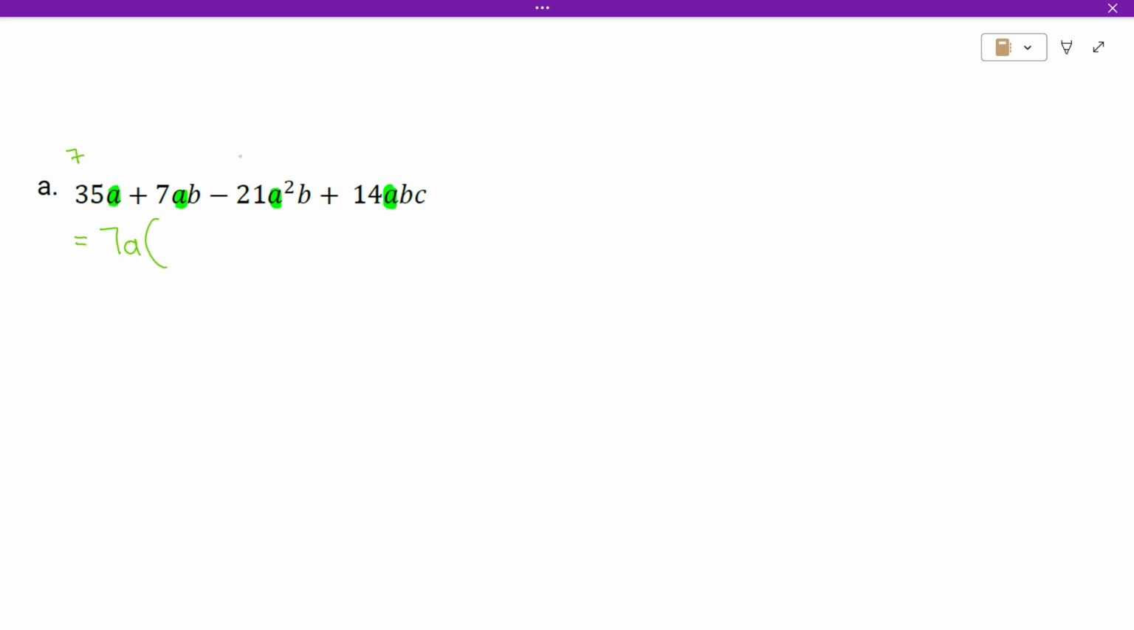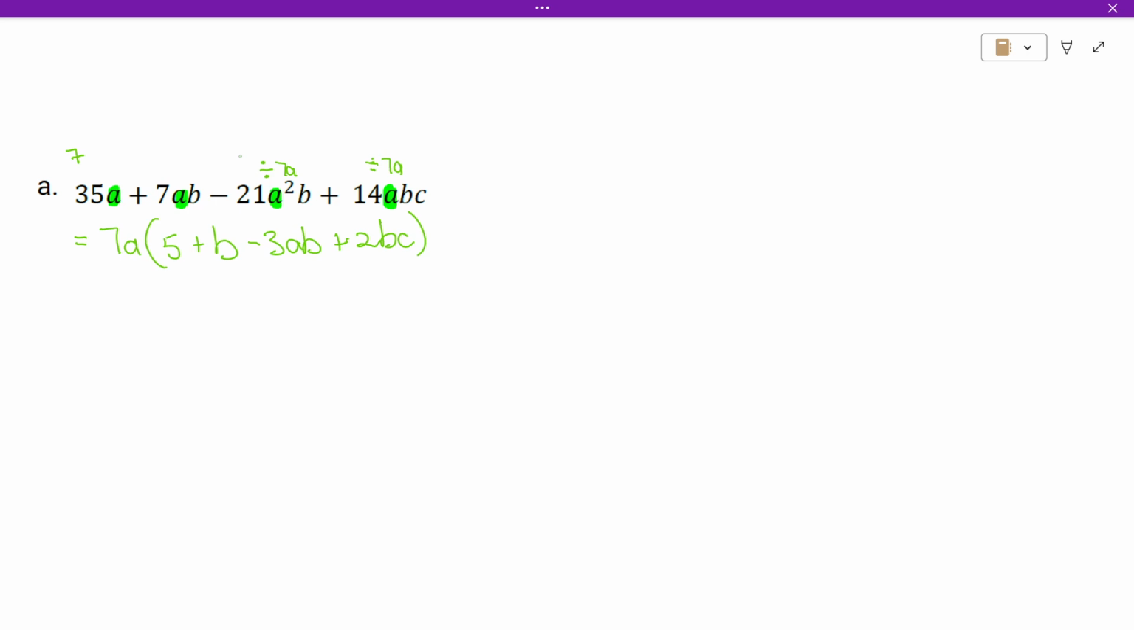Now, what's left when we divide 35A by 7A? It's going to be 5. What's left when we divide 7AB by 7A? It is just B, so plus B. We divide each of these terms now. We're going to divide each of these by 7A, and at the end of the day, that's going to give us this value right here.